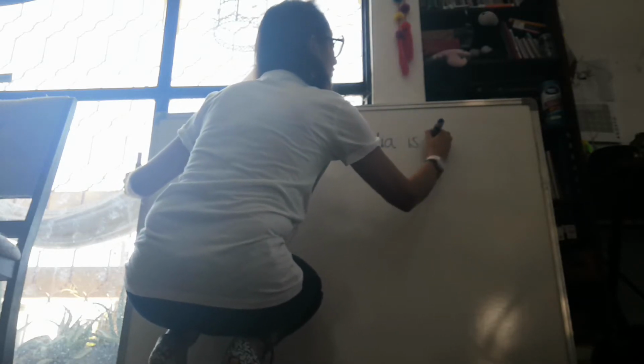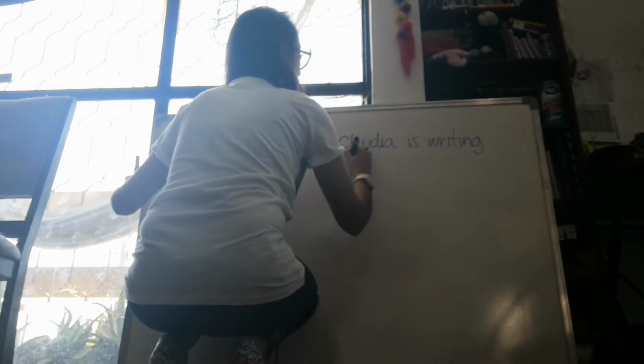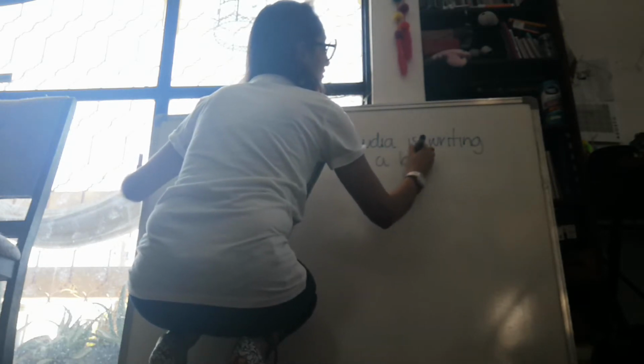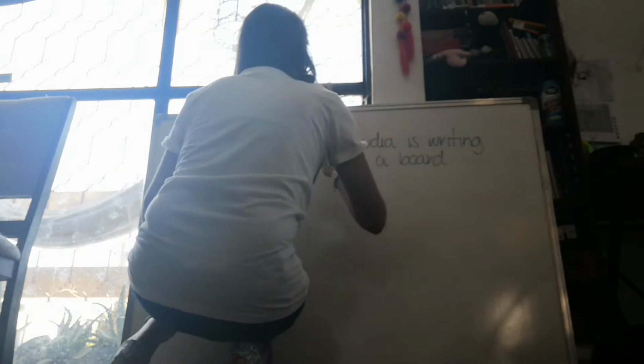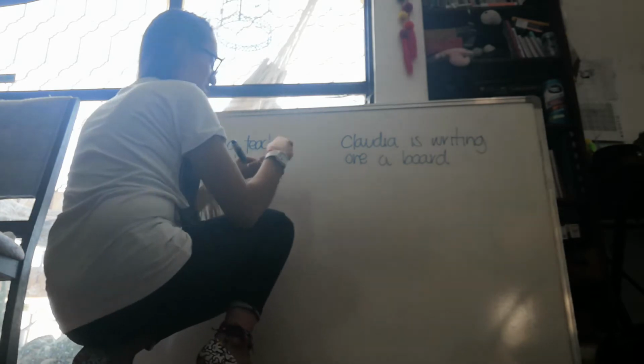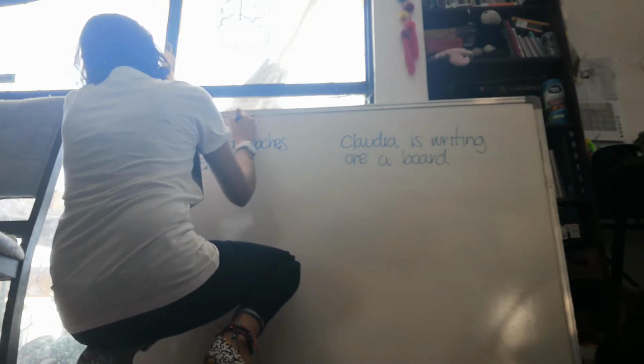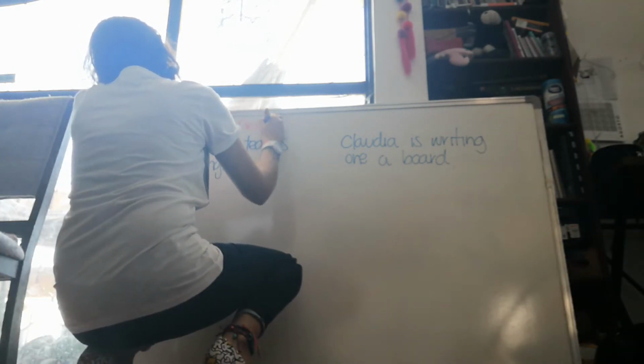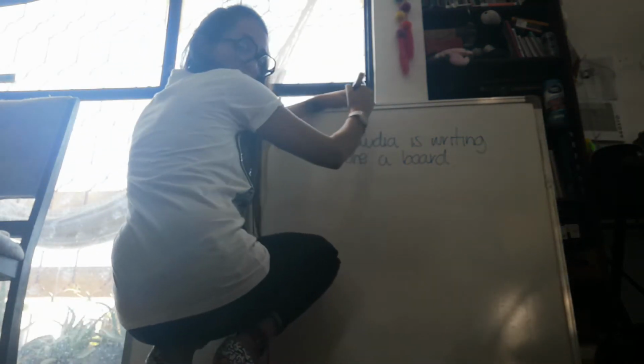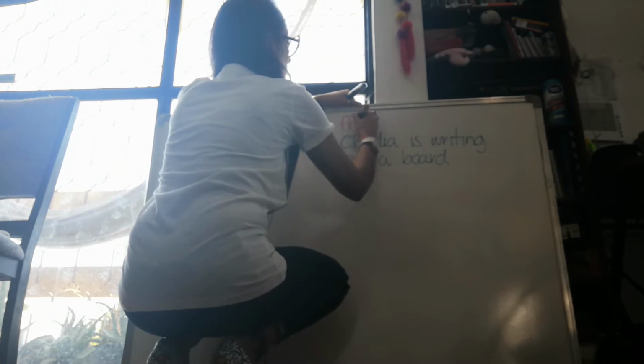Okay. Then what am I doing right now? Right now, Claudia is writing on one board or on a board. Okay, so as we mentioned before, this is called the simple present. And this is called the present continuous or progressive. Someone called it like that, and it's okay.